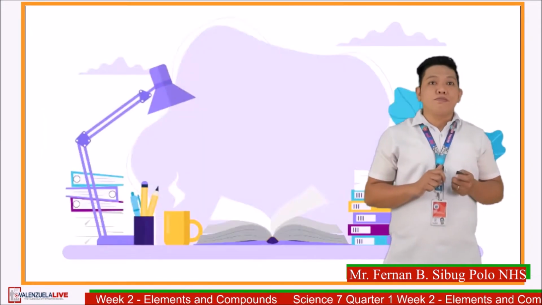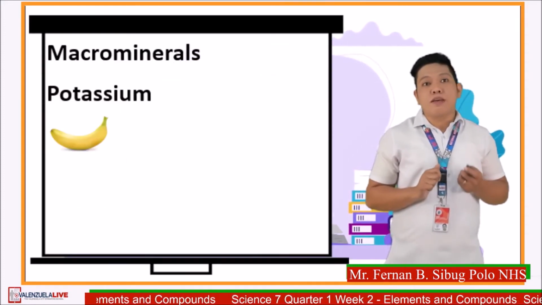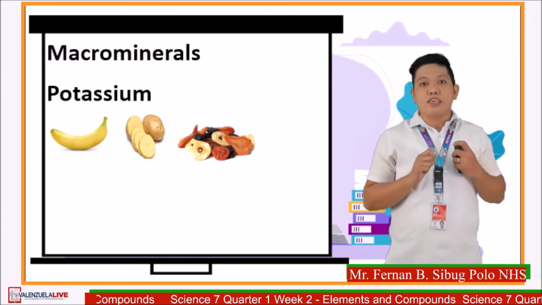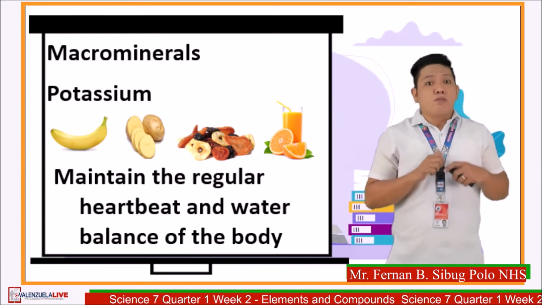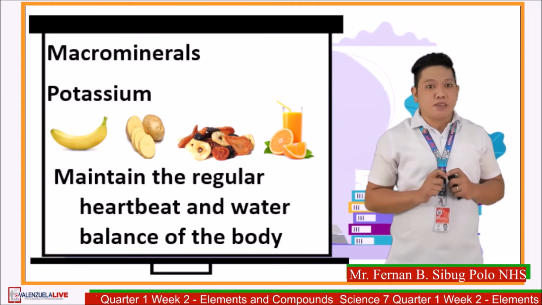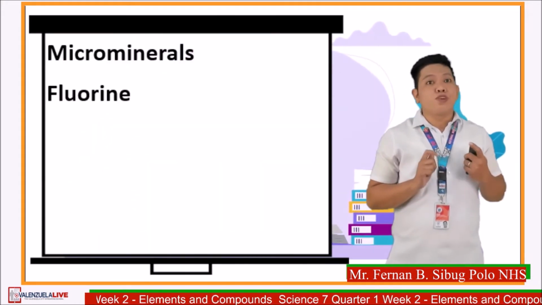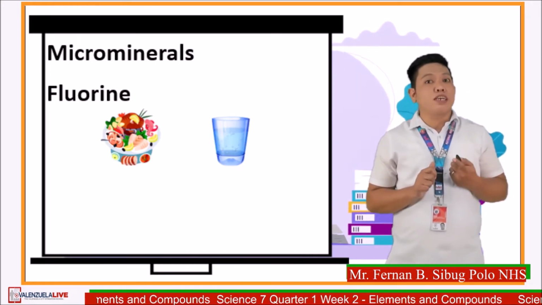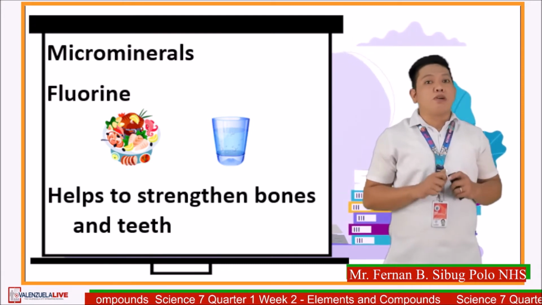We also have potassium, which we can get from eating bananas, potatoes, dried fruits, and by drinking orange juice. Potassium is needed to maintain a regular heartbeat and water balance in the body. For microminerals, we have chlorine, which we can get from seafoods and fluorinated drinking water. Chlorine helps strengthen our bones and teeth.